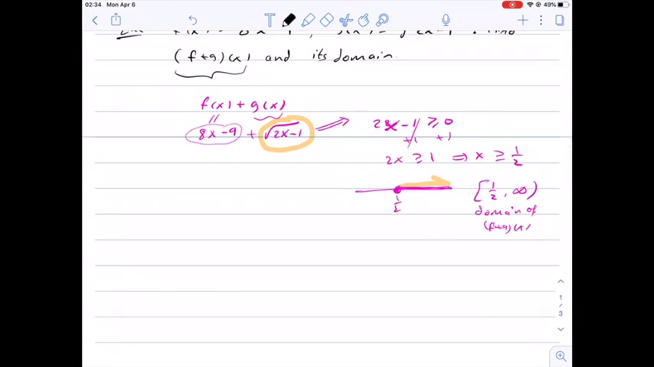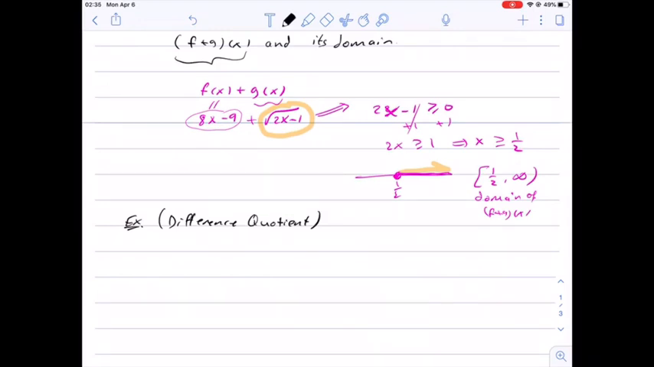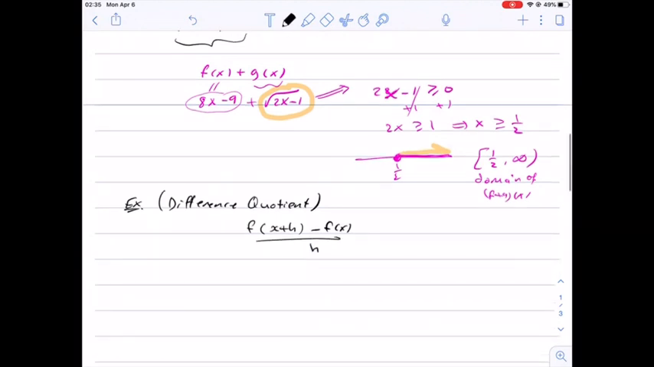Now, one of the very important formulas is what's called the difference quotient. This is very important in calculus. So this formula is given by f of x plus h minus f of x, all over h.